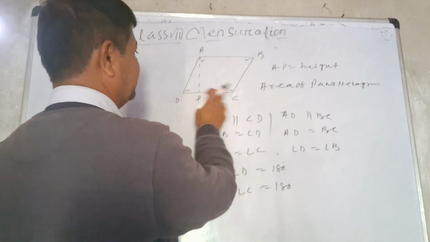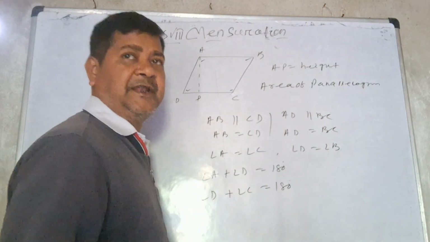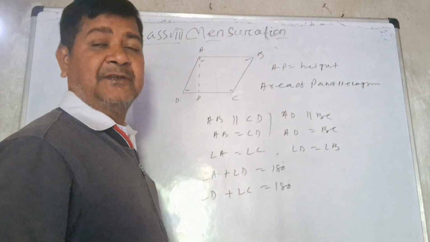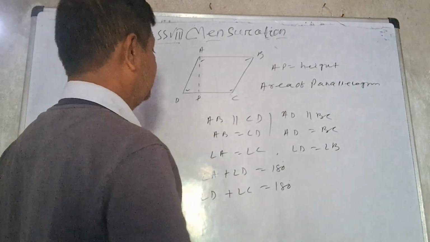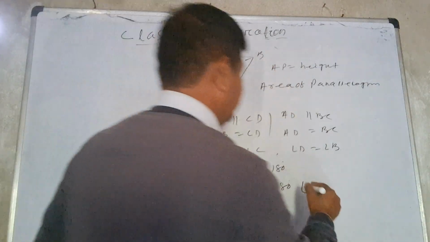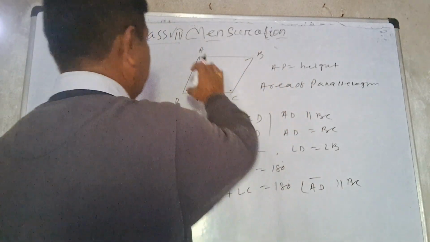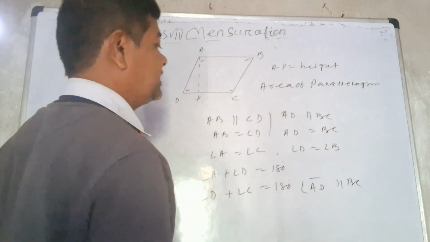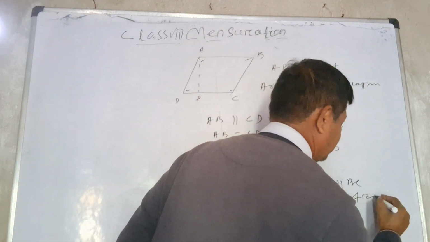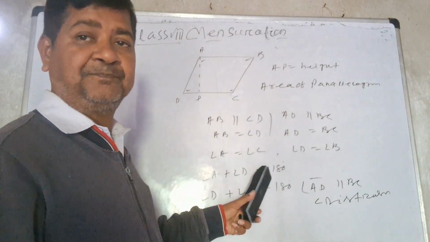Similarly, D and C are 180. Co-interior angles D plus C. How can it be? AD parallel BC, and CD is the transversal. This is very important for you.